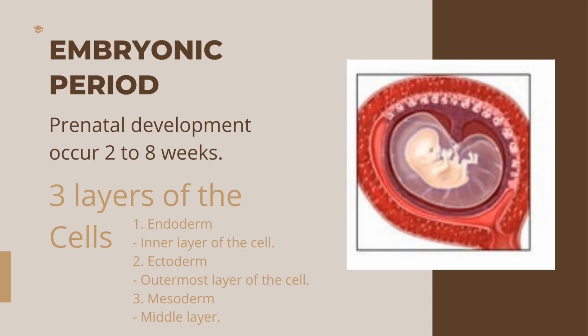First is the endoderm, the inner layer of the cell. It becomes the digestive and respiratory system. The second is the ectoderm, the outermost layer of the cell, which becomes the nervous system, sensory receptors, and skin parts. The last one is the mesoderm, the middle layer. It develops into the circulatory, skeletal, muscular, excretory, and reproductive systems.